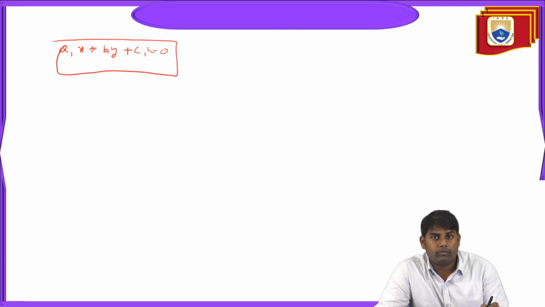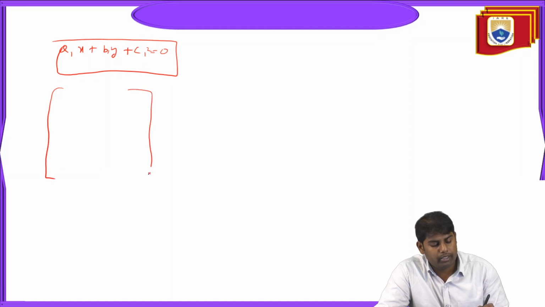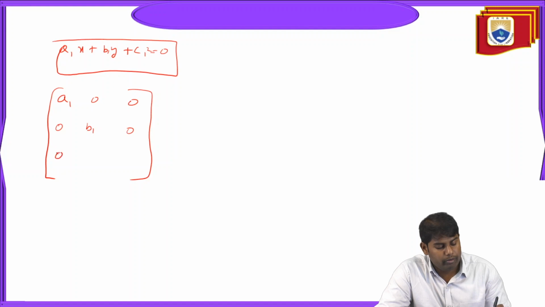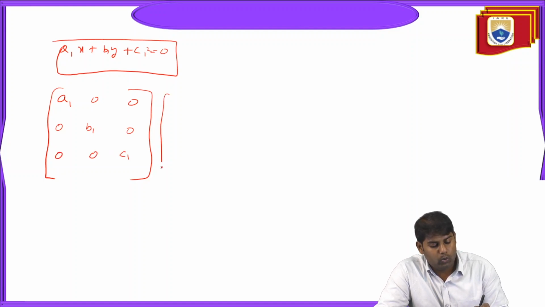Okay. So this is what we have. When you frame it in terms of a matrix, what happens actually? So this will be a1, 0, 0. This will be 0, b1, 0. And this will be 0, 0, c1, multiplied by x, y and z, equal to 0.